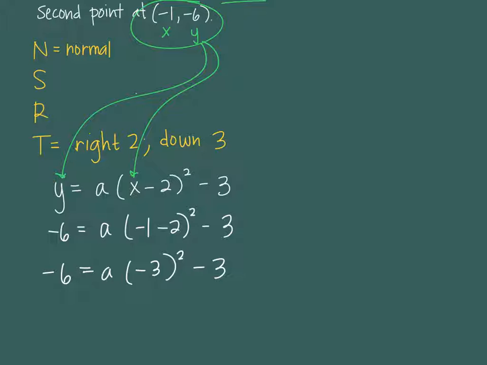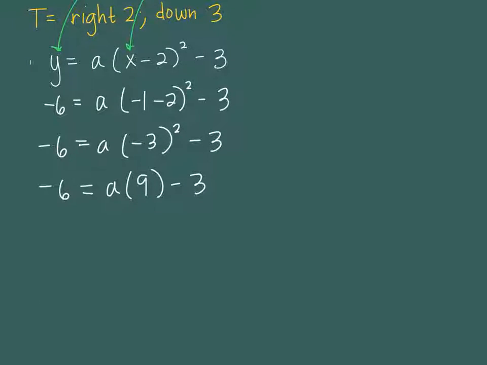Then I do the exponent. And -3 squared should not be -9, but it should be +9. Make sure that you square things correctly. So that's please excuse my dear Aunt Sally, now we start doing the math on both sides.